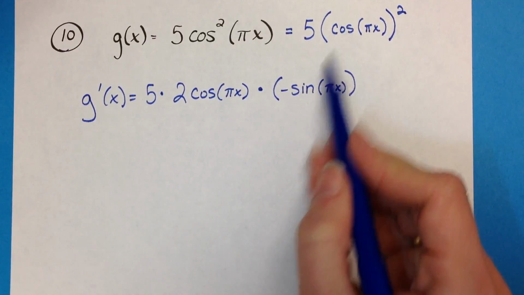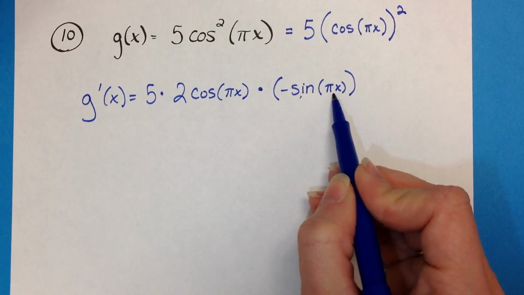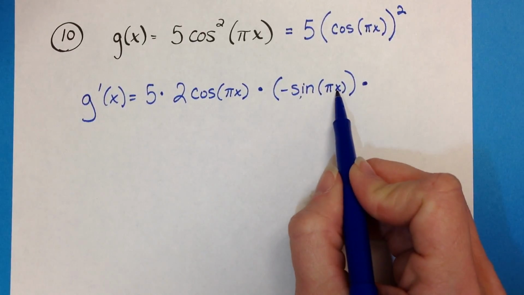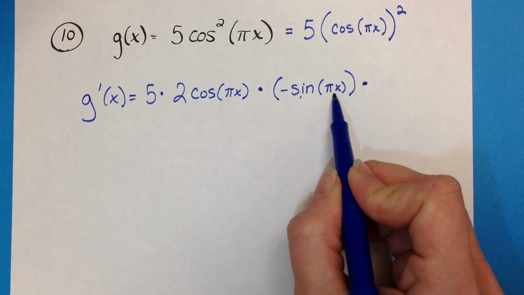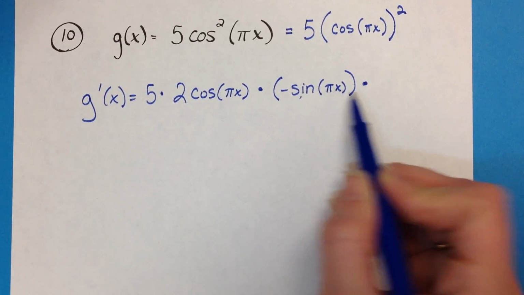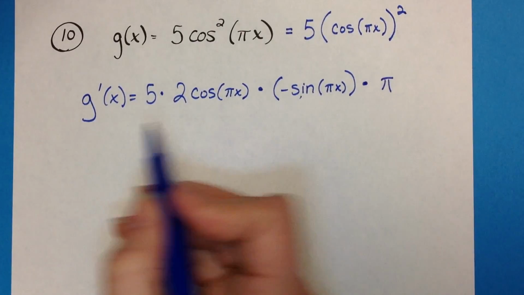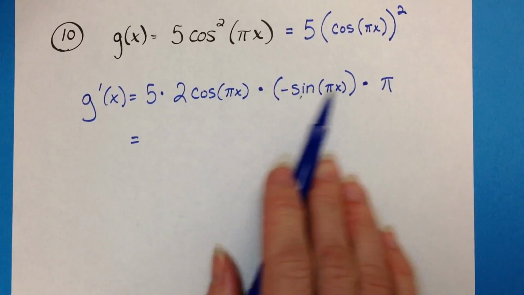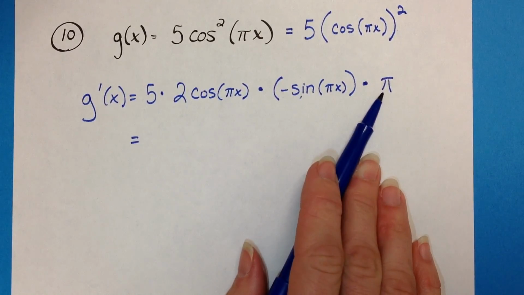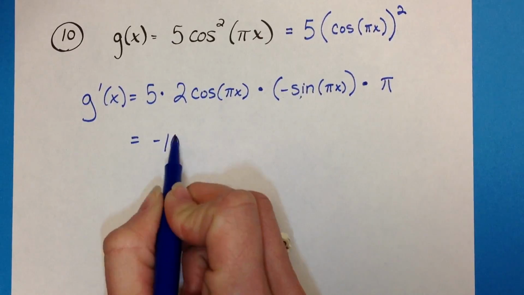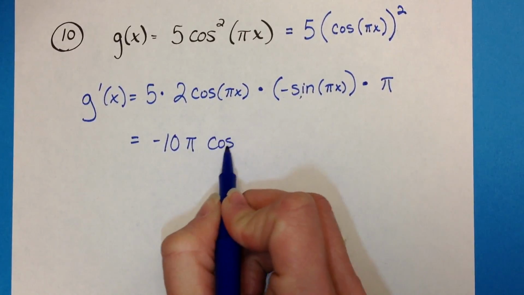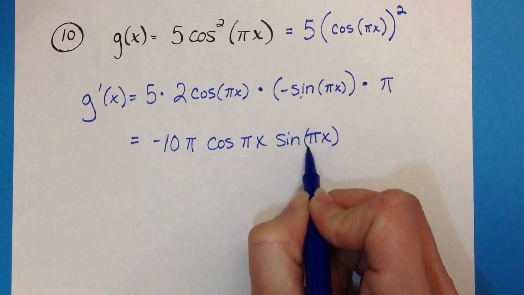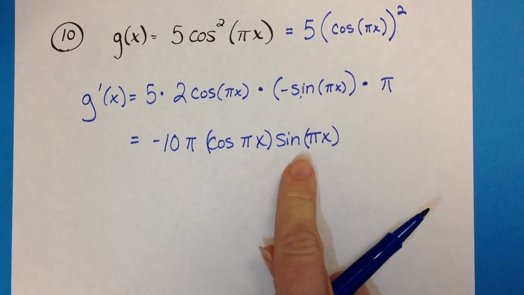Now when you're doing the derivative of the trig function, remember you keep the argument the same. Now you do the next layer of your chain rule, which is the innermost function, which is the argument. So the derivative of pi x would just be pi. Alright, so of course 5 times 2 is 10. Of course, you can go ahead and multiply times the negative 1 and multiply times the pi. So say that we have negative 10 pi, and then you'll have cosine of pi x times sine of pi x.